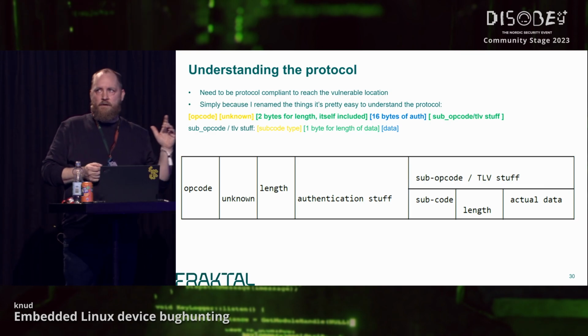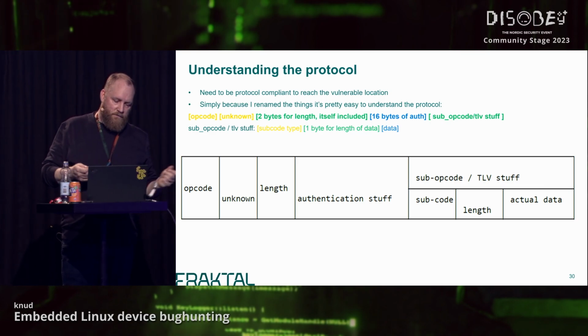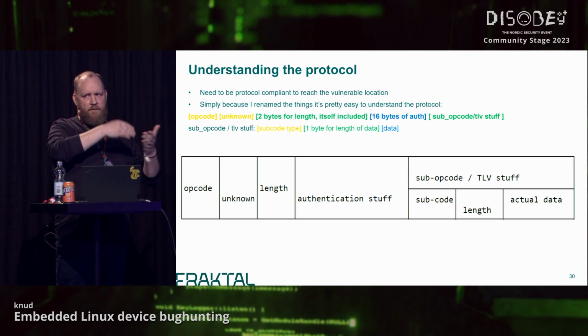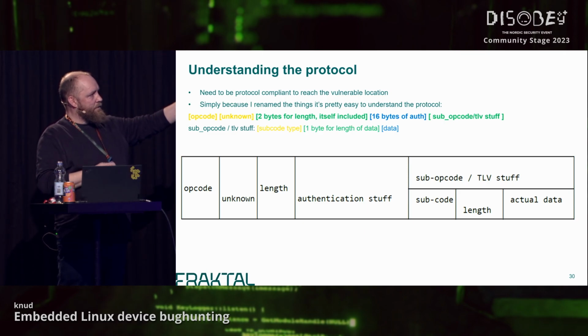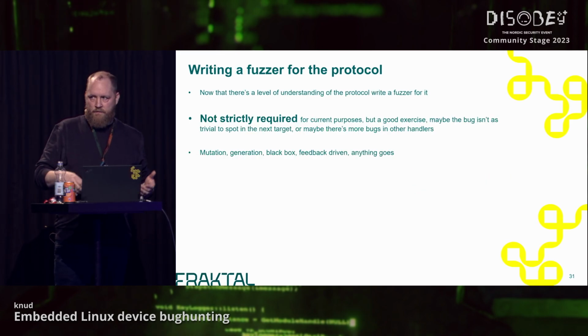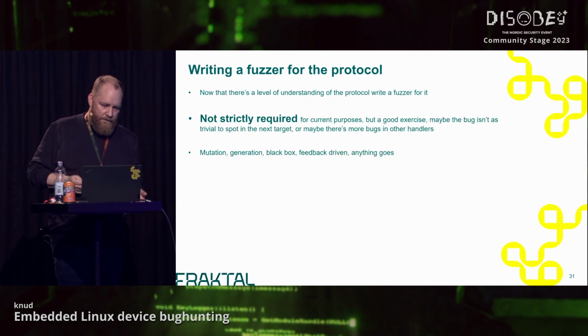So the TLV construct is something that you will encounter quite often when looking at network protocols. So it means type length value, right? So you have like an opcode and then length and then some values. It's very common, and once you've seen it a few times, you will see it everywhere.